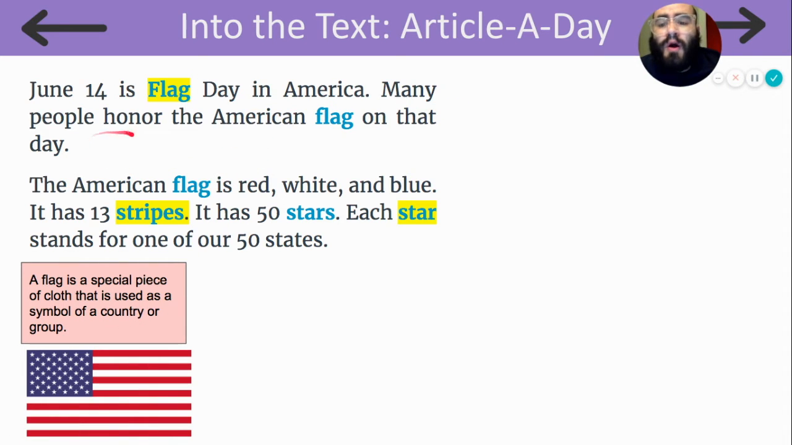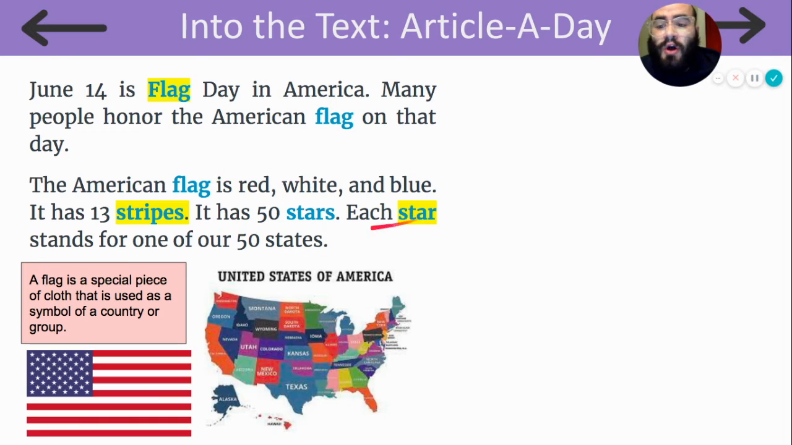Many people honor the American flag on that day. The American flag is red, white, and blue. It has 13 stripes. So if I count these stripes, there will be 13. It has 50 stars. Each star stands for one of our 50 states. So each one of these stars represents the 50 states right here.